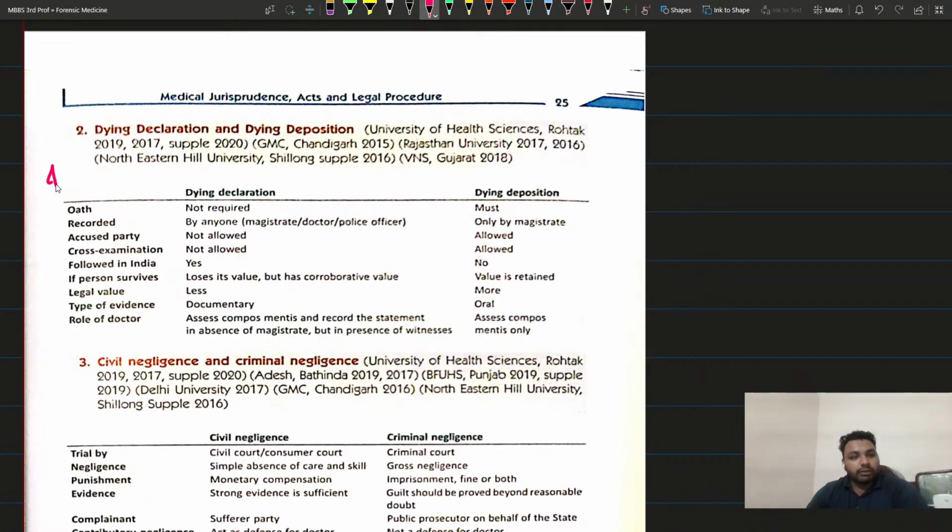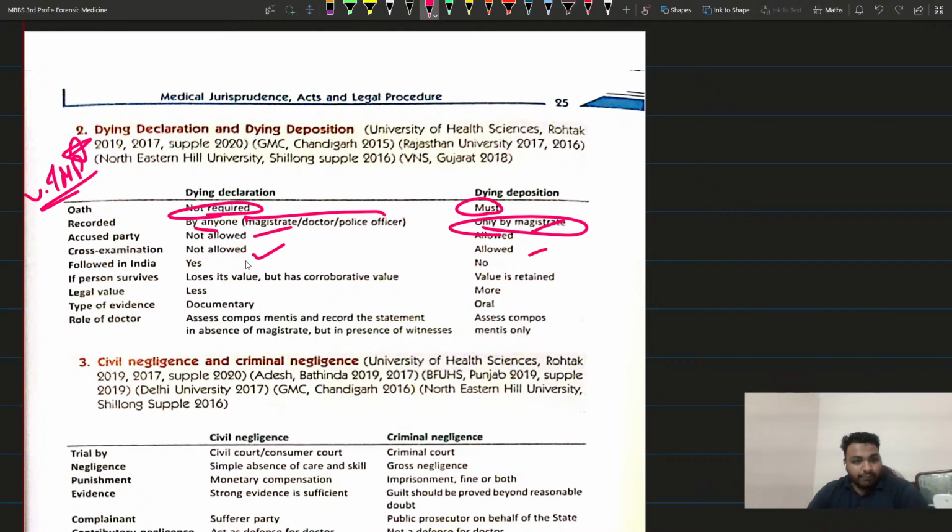Dying declaration, important, very important. Dying declaration: oath is not required, cross-examination is a must. Recorded by anyone, magistrate or police officer. Dying deposition: only one examination. Accused party not allowed in dying deposition, yes. Prosecution not allowed here, yes. Followed in India, yes. It loses its value if the person survives; the value is retained in dying deposition.